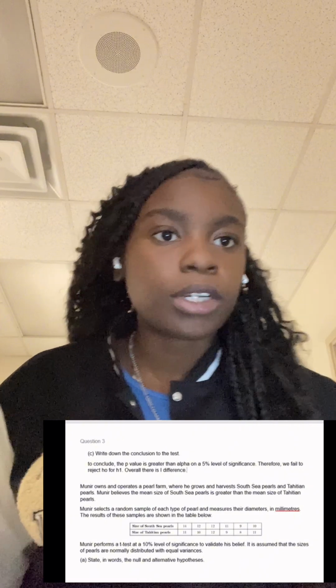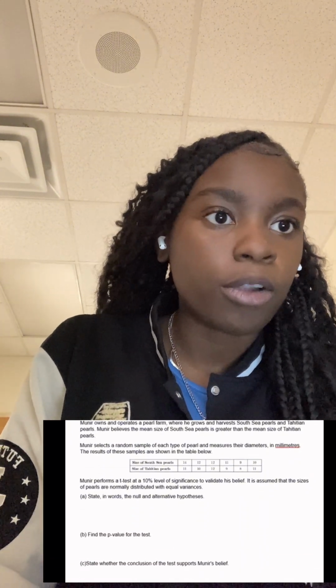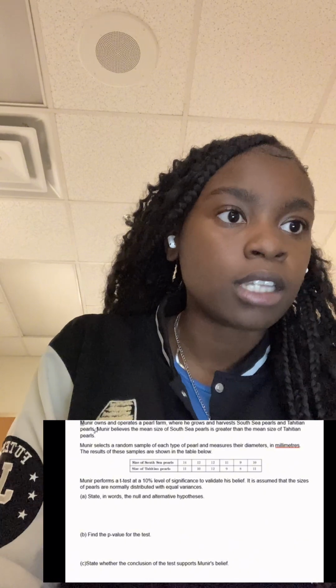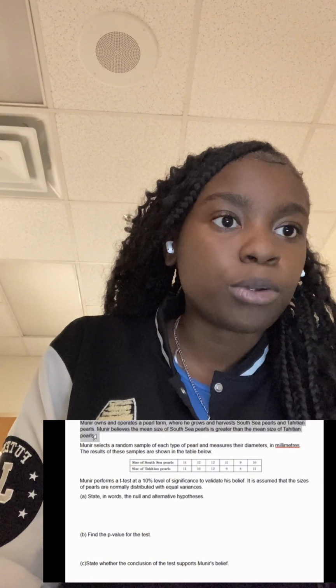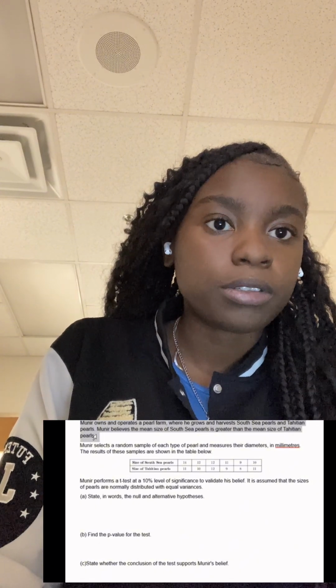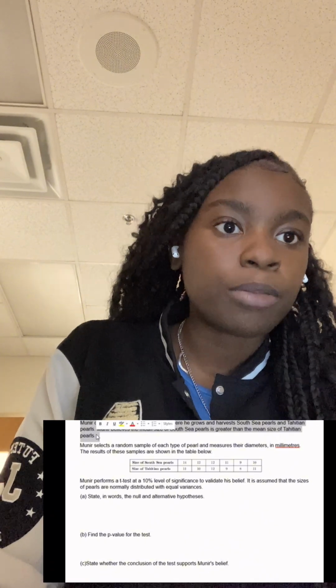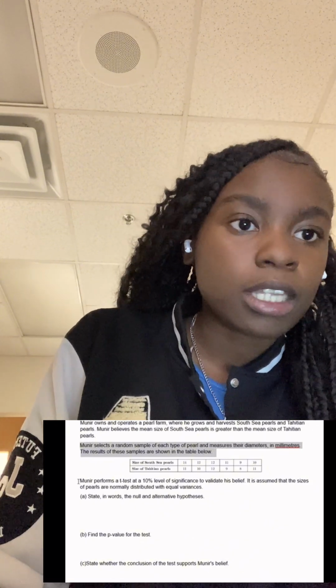So we have this. Menier owns and operates a pearl farm where he grows and harvests South Sea pearls and Tahitian pearls. Menier believes that the mean size of the South Sea pearls is greater than the mean size of the Tahitian pearls. Menier selects a random sample of each type of pearl and measures their diameters in meters. The results of these samples are shown in the table below.